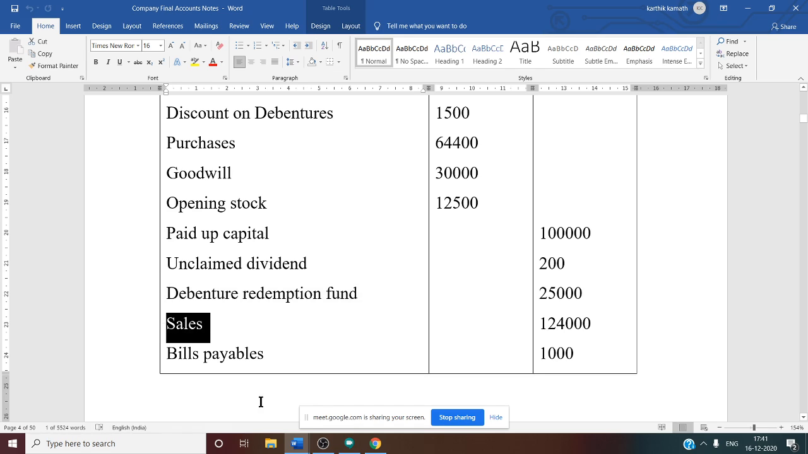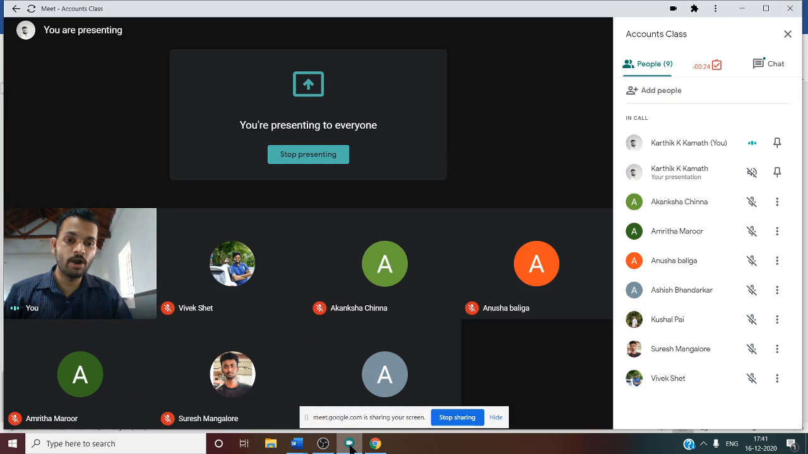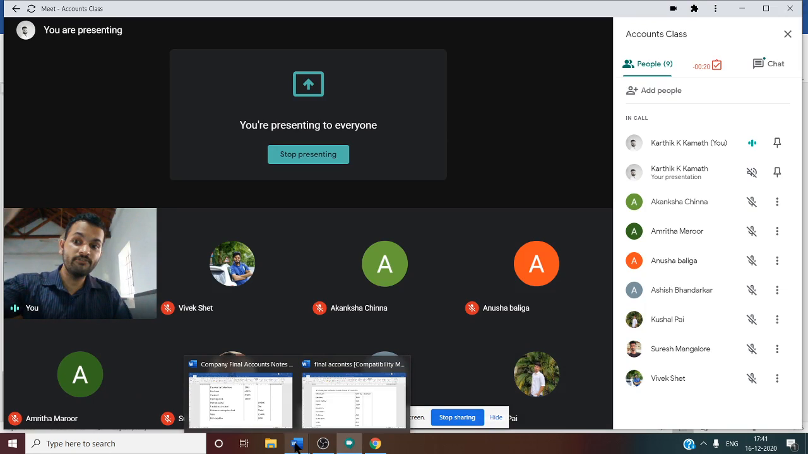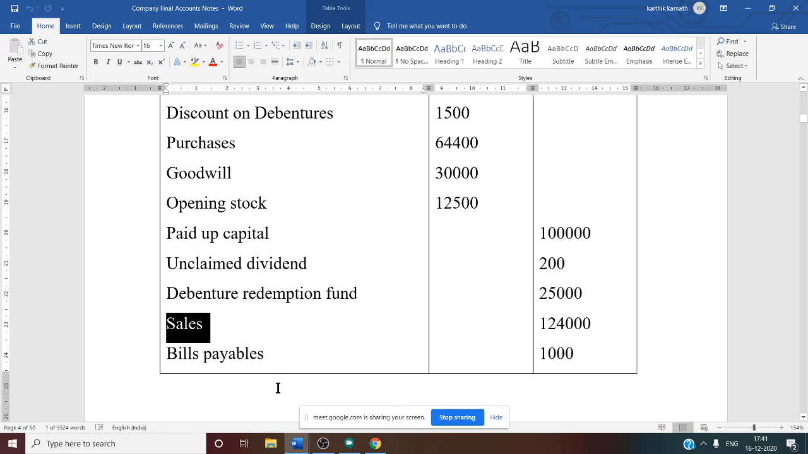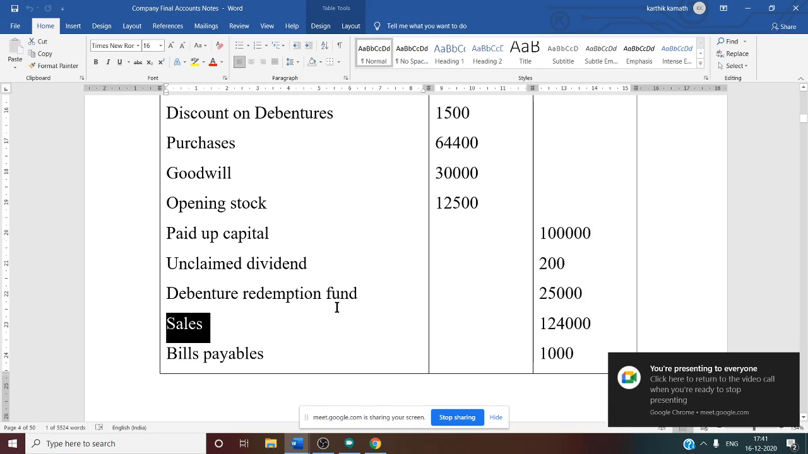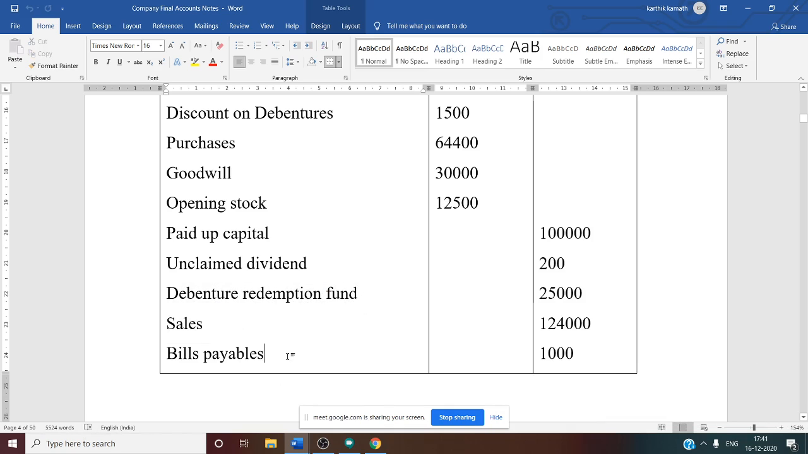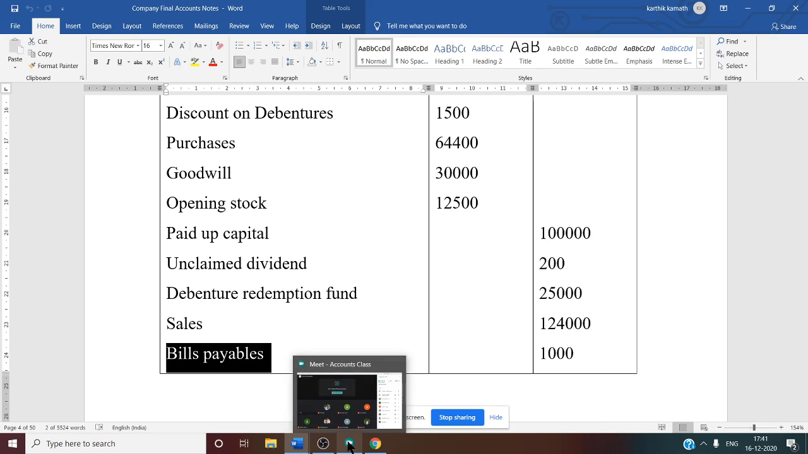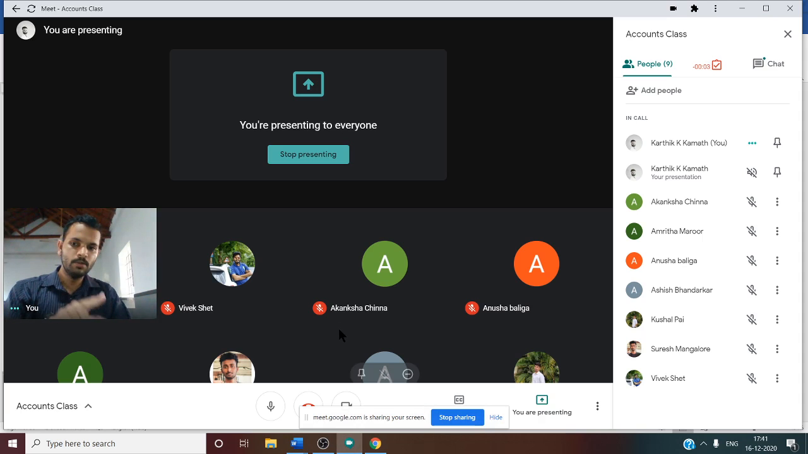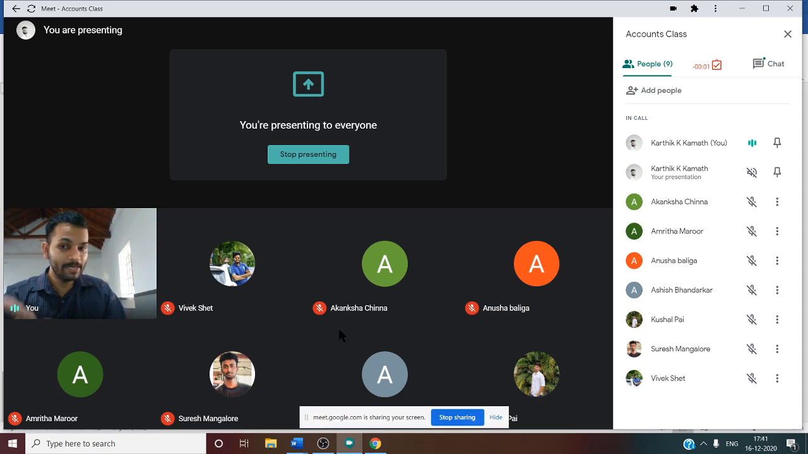Then sales. Sales information is revenue from operation, profit and loss account, working note number 22. So there you have to show this sales information. Debenture redemption fund, working note number 2, sales, working note number 22. Then bills payable, where will you show this bills payable? First question, whether it is a trade payable. Can you show this bills payable under trade payable? Whether that is possible.